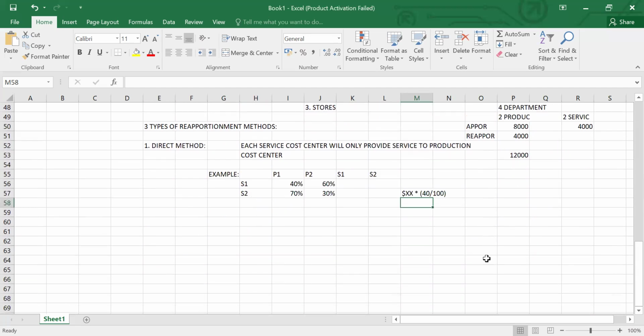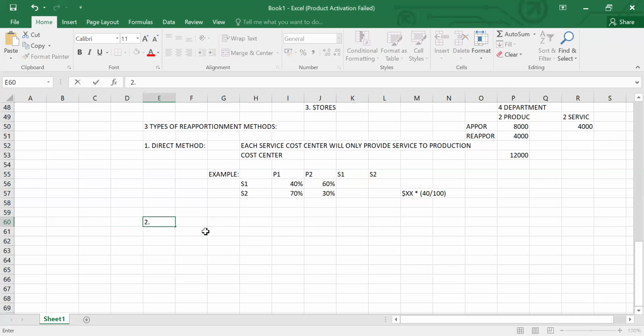Isha, are you clear? Yes, sir, I understand. Perfect. So the direct method is all about this. Simply remember one small thing, that service centers will only provide service to production. This means whatever the cost of service is, just apportion it to production centers. That's all. There is nothing else in the direct method.